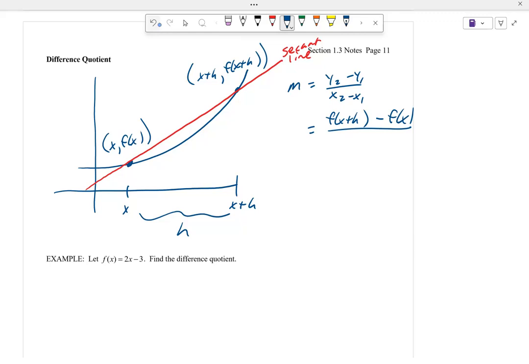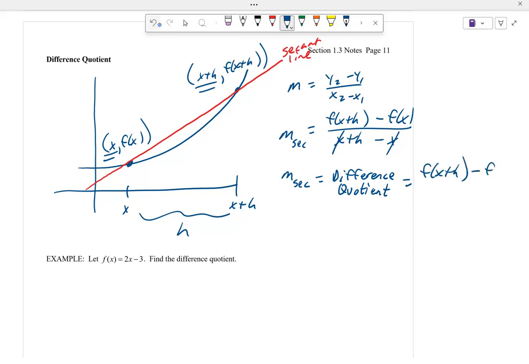All over x2 minus x1. Here's my x2 and here's my x1. And notice my x's cancel. So this is the slope of the secant line, which we refer to as the difference quotient. Because this difference quotient, when you get into calculus, is going to be used to find the slope of the tangent line. So you're going to work with this quite a bit when you get into calculus.